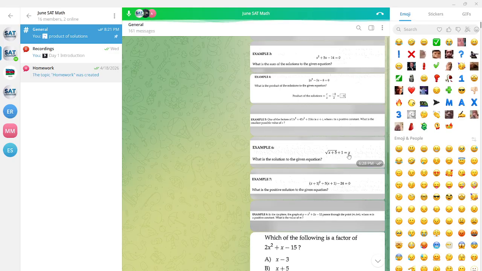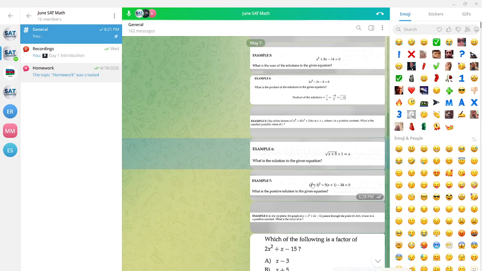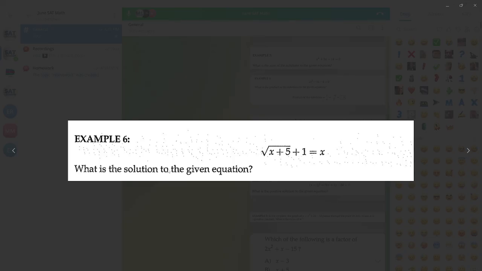Let's solve for some examples. Example number 6, I have sent it to the channel. I need you guys to solve it on your own because you have to practice. What is the solution to the given equation? Guys, can you solve it using tilde and using x1? Use Desmos, not your mind, not on paper. Just use Desmos to get the 100% correct answer and the fastest way of solving it. If you can solve it on Desmos, can you send me a screenshot of how you solved it?